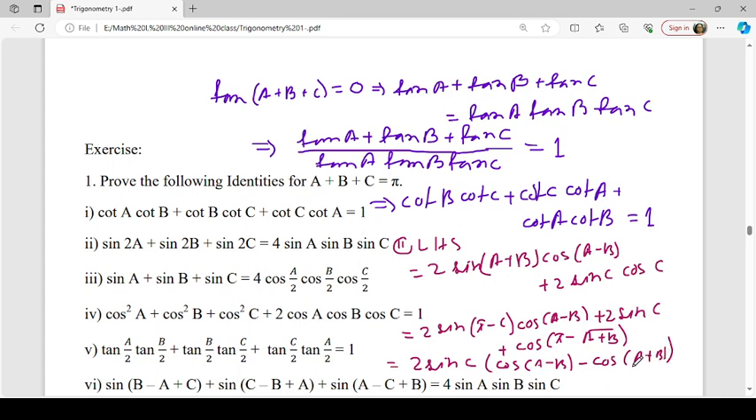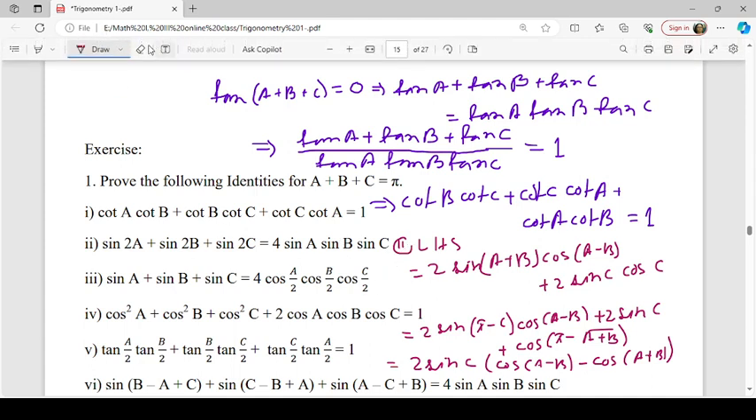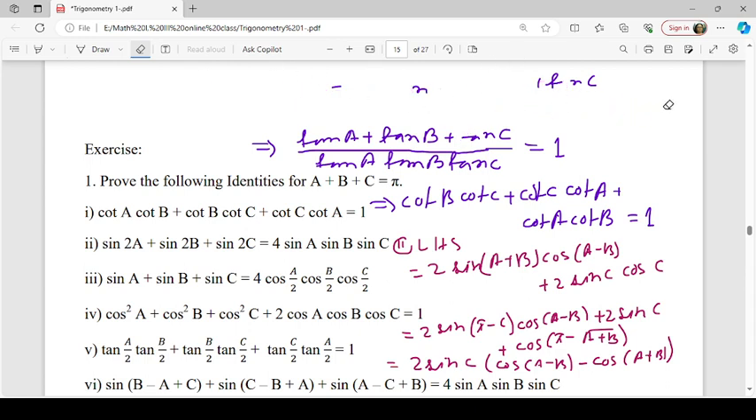So cos c minus cos d, it is 2 sin of c plus d by 2 into sin of d minus c by 2. So applying this we get 2 sin a sin b. So this is the right hand side. Then next one, this is half diagonal.